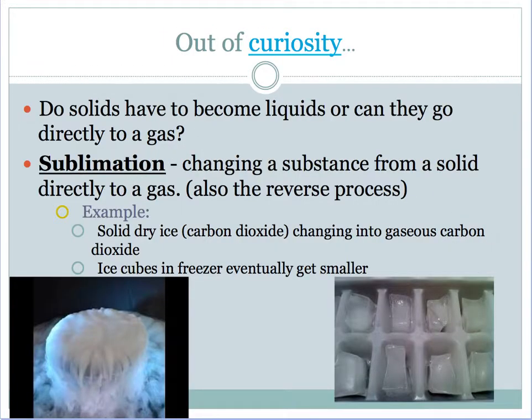Out of curiosity, do solids have to become liquids, or can they go directly to a gas? The answer is they can go directly to a gas. This is a process called sublimation. If you've ever messed with dry ice and water, that is sublimation, changing directly from a solid to a gas. And it's also the reverse process as well. For example, dry ice, carbon dioxide, changes into a gas when you put it in water. Ice cubes in the freezer gradually get smaller because some of these particles go from a solid to a gas. That is sublimation.